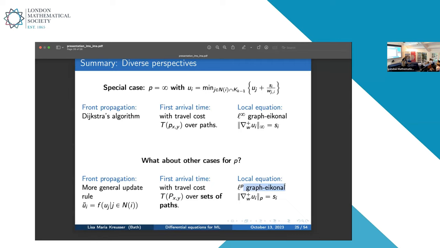And as before, it turns out that we have similar advantages and disadvantages as in the continuum case. So front propagation approaches are very helpful for designing algorithms like the Dijkstra algorithm in the case of p equal to infinity, the first arrival time is a good approach in the context of modeling, and the local equations are very helpful for the mathematical analysis of these types of problems.